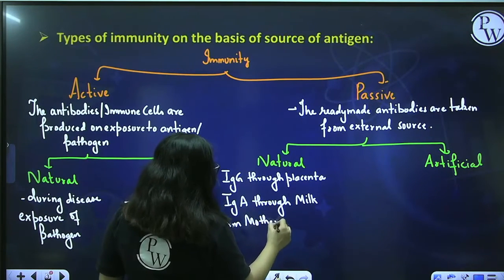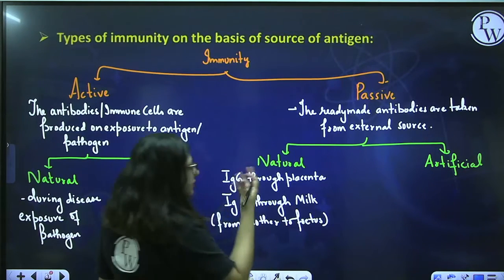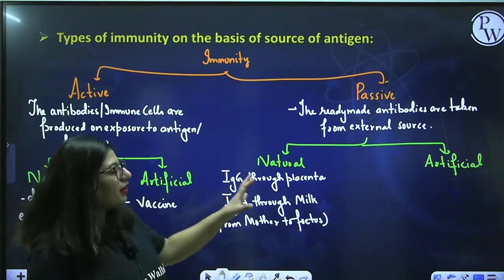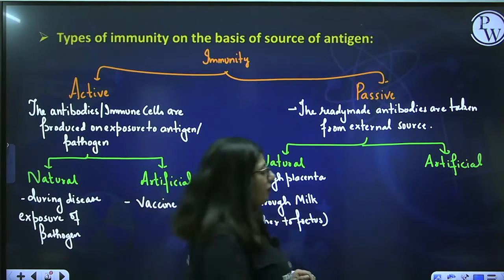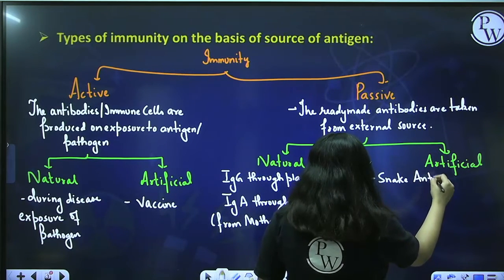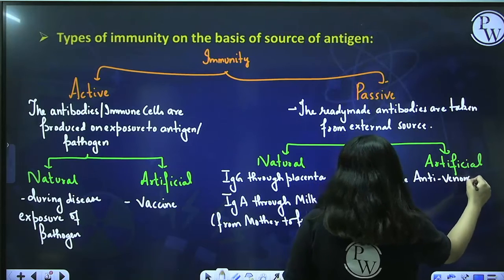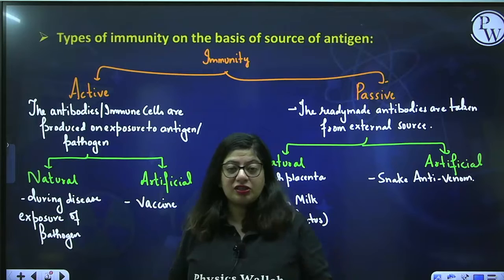So, that is an example of something working naturally. You are not doing anything, it will come. Okay. So, that is a kind of natural passive immunity. Whereas in the artificial one, we have snake anti-venom. If you have heard, a person bitten by a snake is sent to the doctor and the doctor gives them an injection. So, what is in the injection?